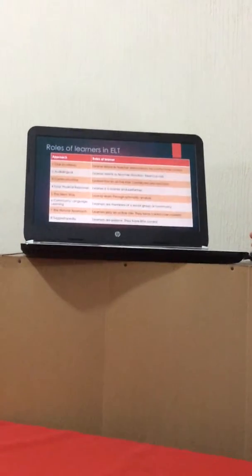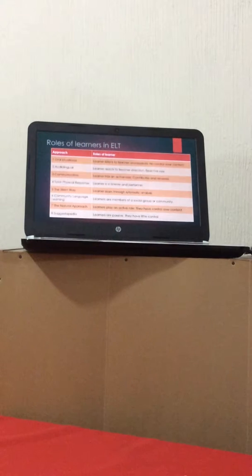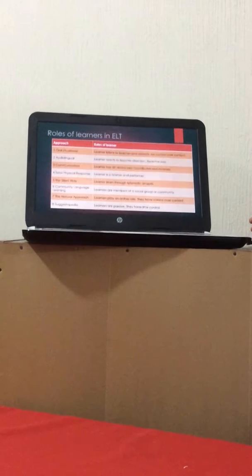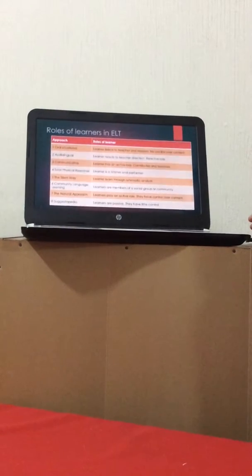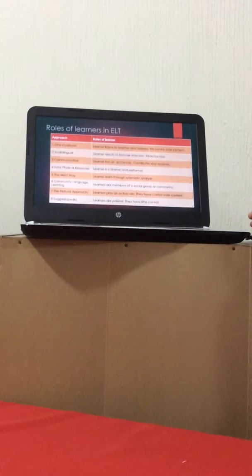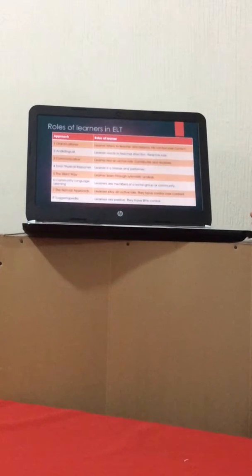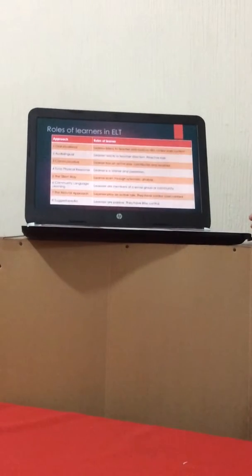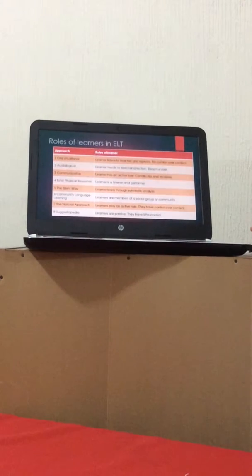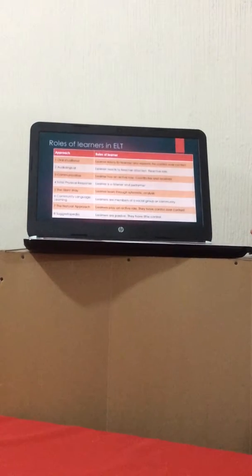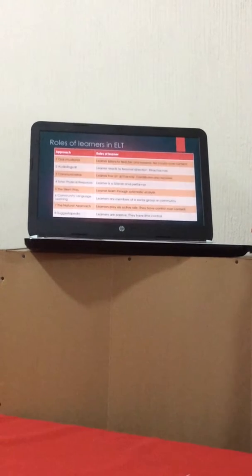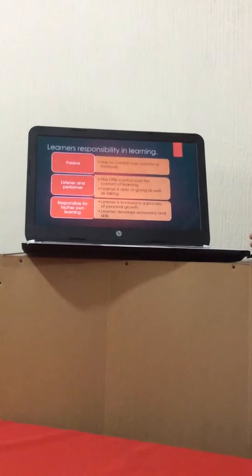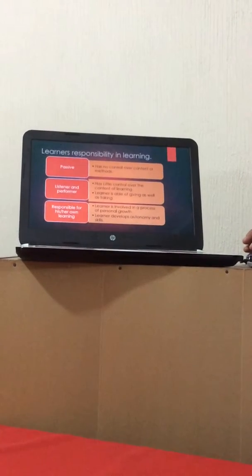In this chart, we have different roles for learners in ELT. In the first column, we have different approaches to language teaching, from oral situational to number 8, Suggestopedia. Each approach has a different role for learners. For example, in oral situational, learners listen to teachers and repeat. He has no control over content. In number 3, communicative, the learner has an active role. He contributes and receives.